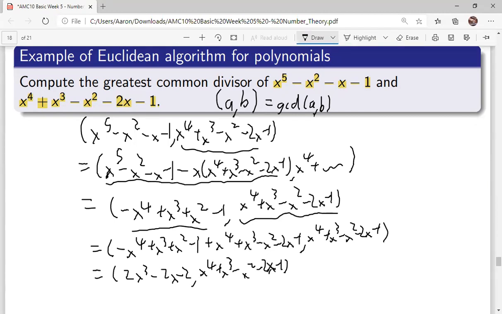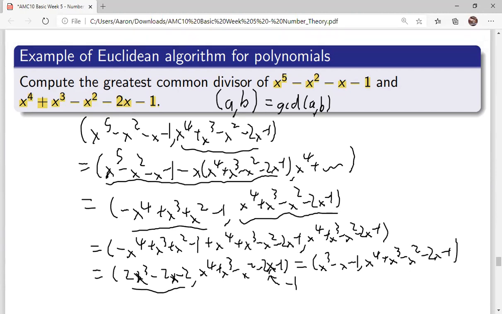And now you can take out a factor of 2 from the left side because you know that 2 won't be a factor of the GCD. And that's because when you put in x equals 0 to here, you get negative 1. And that means that 2 doesn't divide this, because 0 is an integer. So this is equal to x cubed minus x minus 1 and x to the fourth plus x cubed minus x squared minus 2x minus 1.